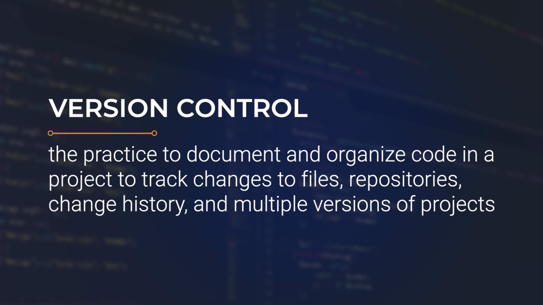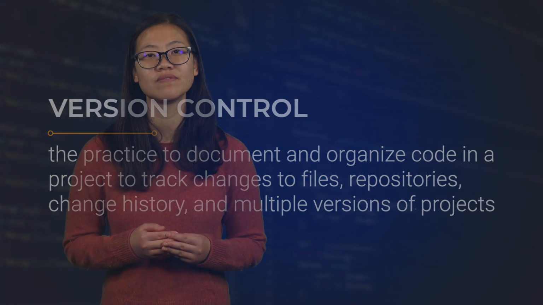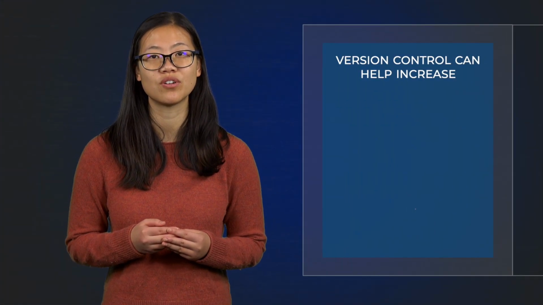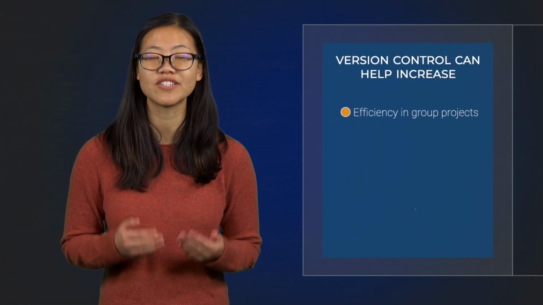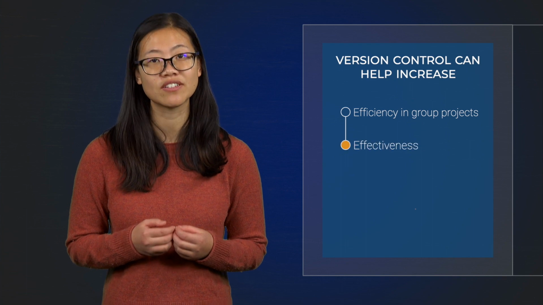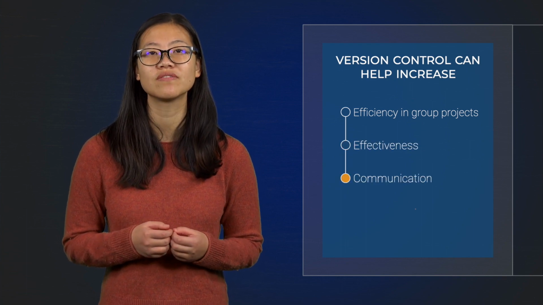Version control is the practice to document and organize code in your project so that we can keep track of file changes, keep track of repository changes, your change history, work on multiple versions of the project at the same time, and much more. Overall, version control helps us to increase efficiency in group project, effectiveness, and communication.